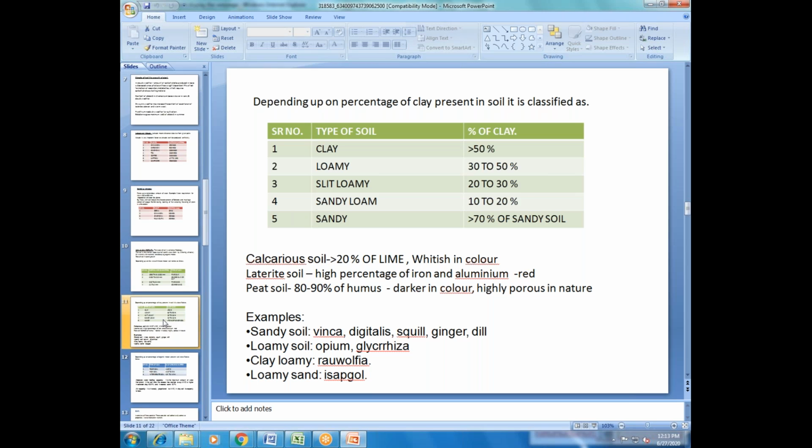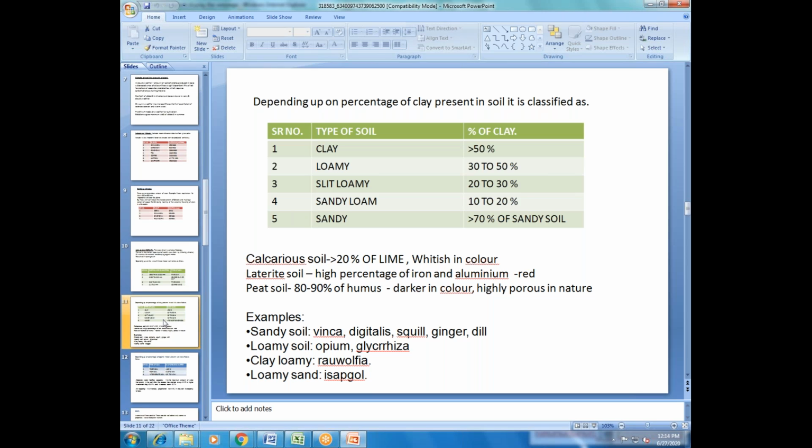So after that, if you take it out, then it gives a good humus, which is actually good for the plants. Examples of plants that grow in sandy soil are Vinca, Digitalis, Quill, Ginger, and Dill. Ginger doesn't require much water. If you put more water, first of all it is a rhizome, so it will undergo decay, meaning it will degrade. Coming to the loamy soil: Opium and Glycyrrhiza.